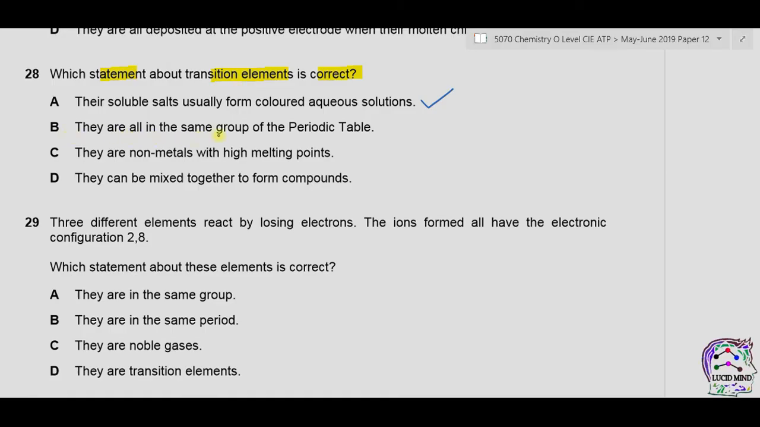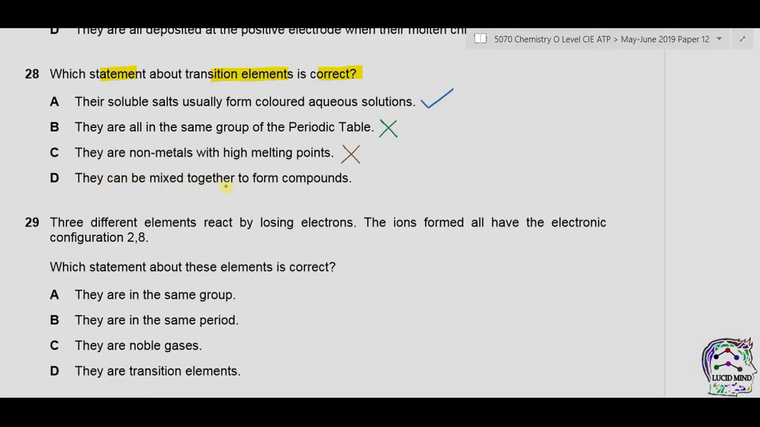B. They are all in the same group of the periodic table. This is wrong because they are not present in the same group. They are present in the same block of the periodic table. C. They are non-metals with high melting points. This is also wrong because they are not non-metals, they are actually metals and they have high melting points.